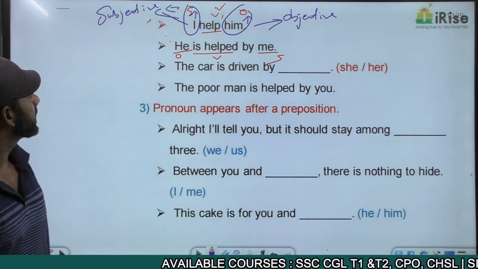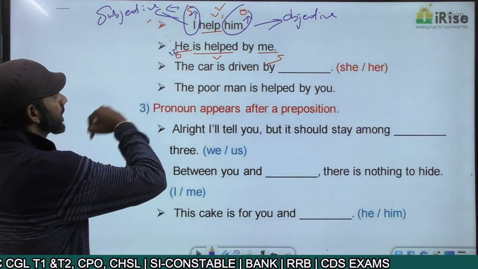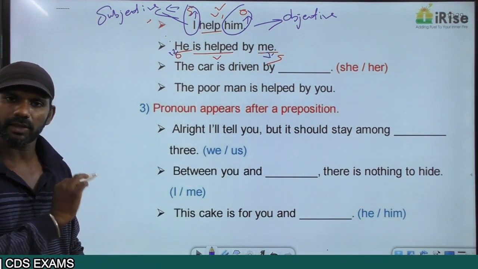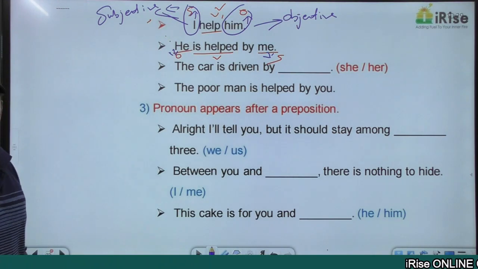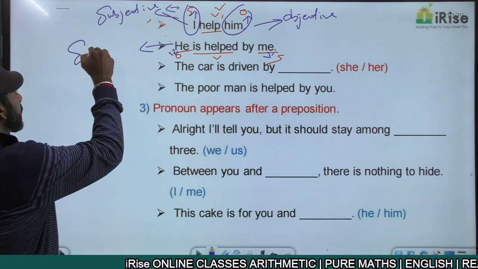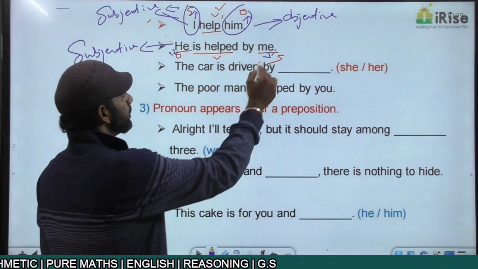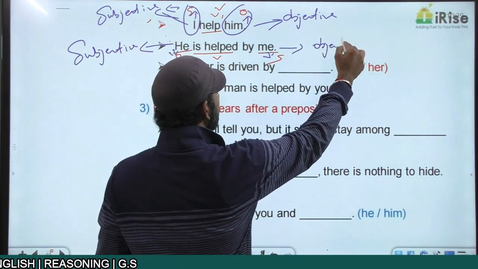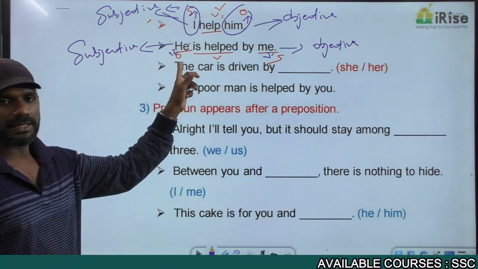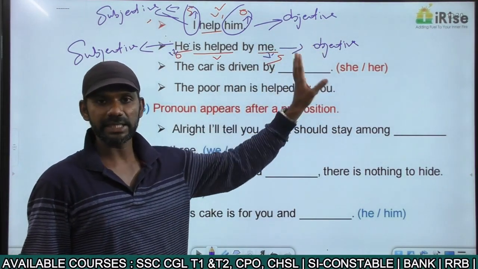He is helped by me. This sentence is in the passive voice. The pronoun he is acting as the object here. The pronoun me is acting as a subject. Because passive voice what is? Object, verb, subject. He is which form of pronoun? He is a subjective pronoun. I gave you the list of subjective pronouns. Me is an objective pronoun. I gave you the list of objective pronouns. So pronoun he is acting as object here, and the pronoun me is acting as a subject here.